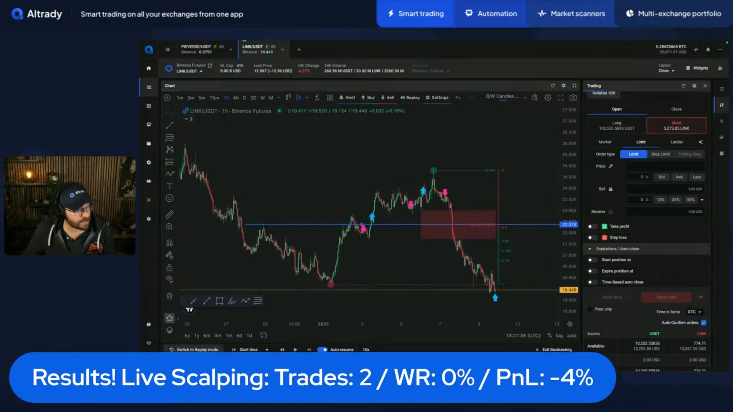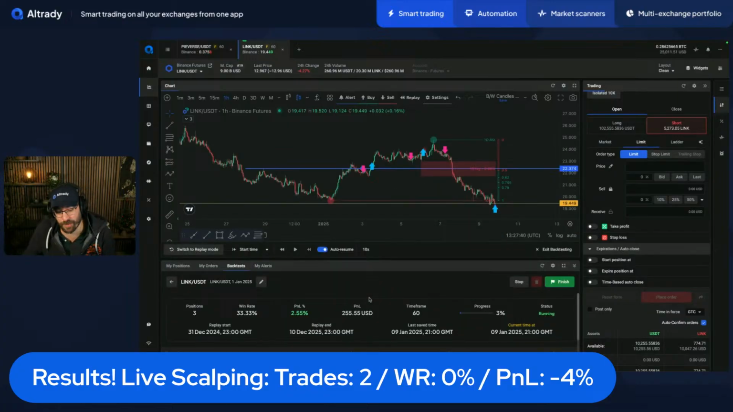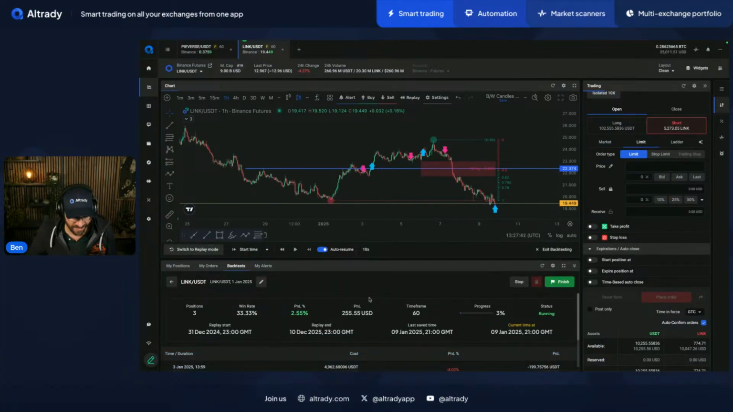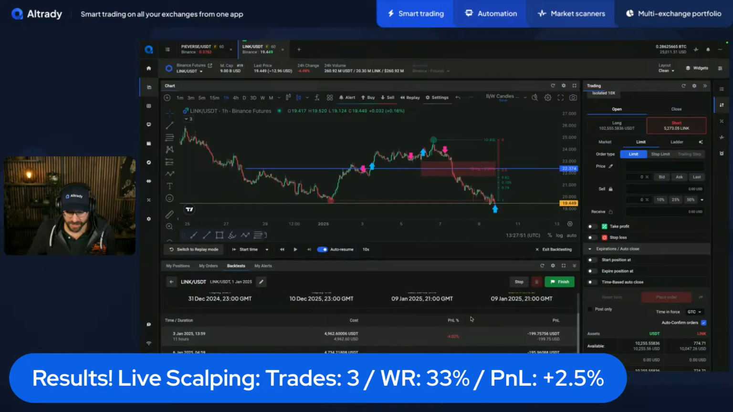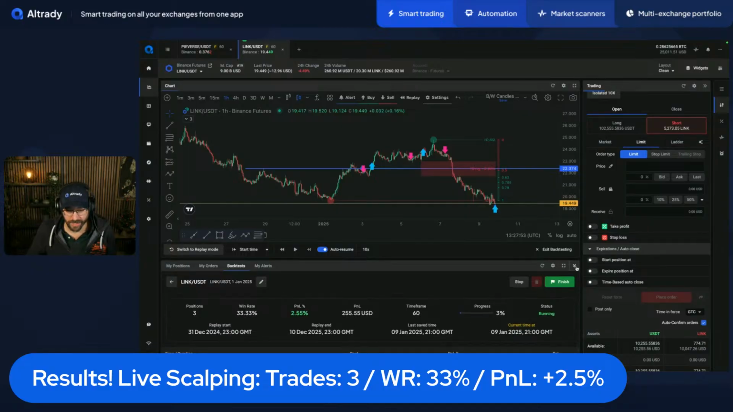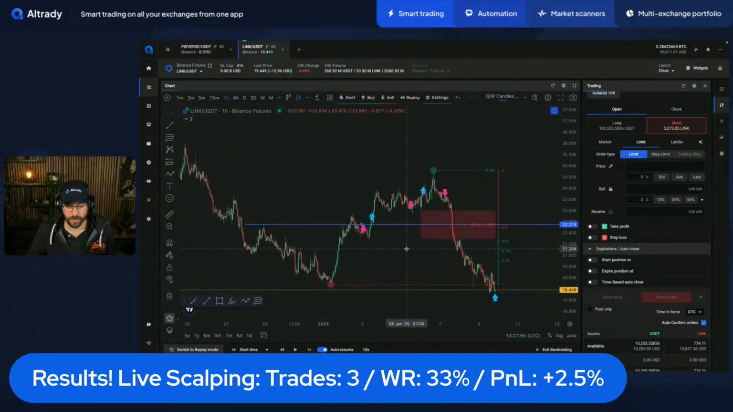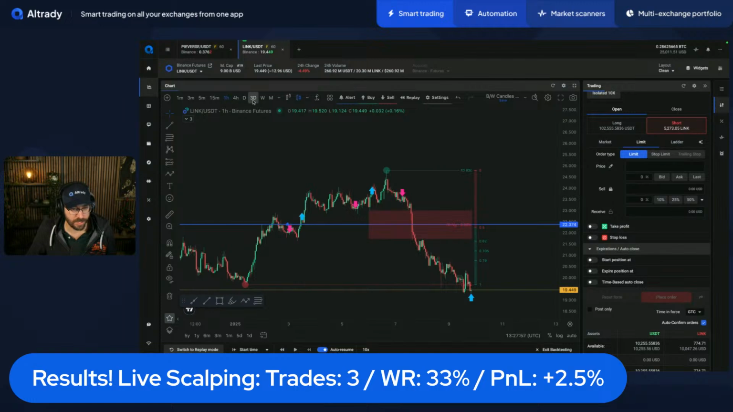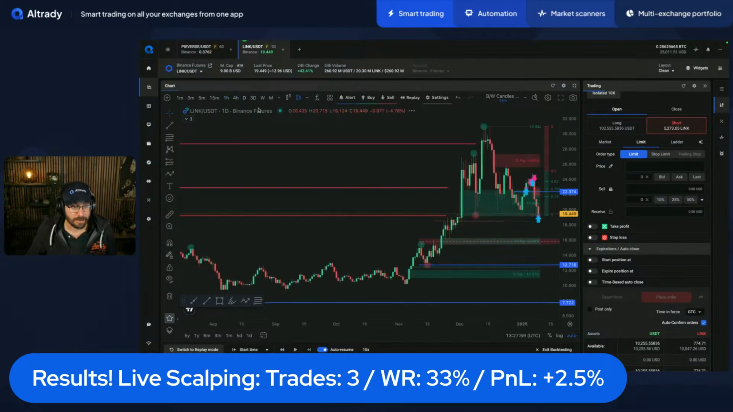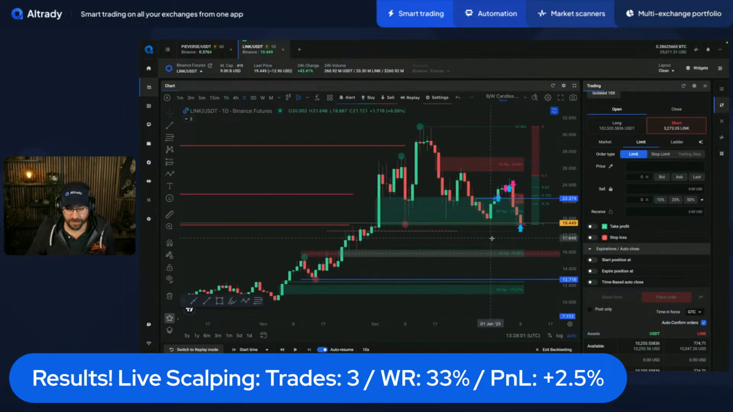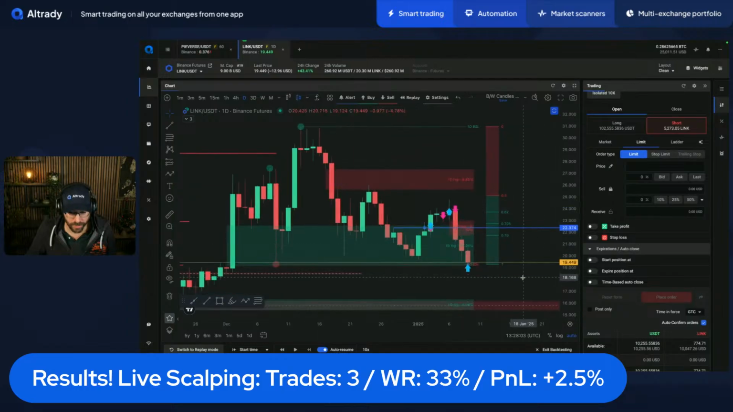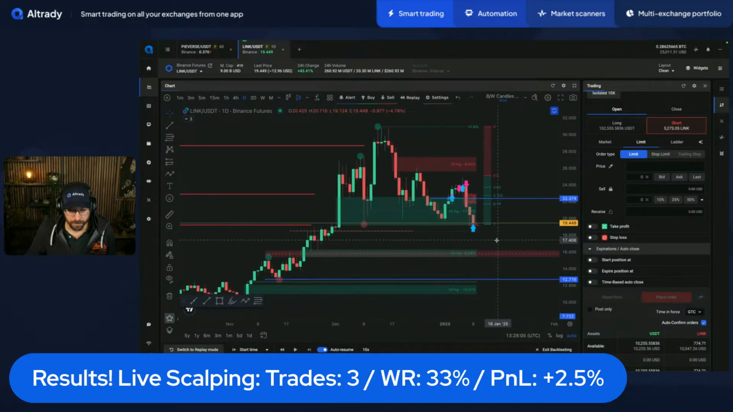Okay, so let's update the stats now. 2.5% profit. All right. We had 3 positions, only wrong ones, and yet still profit. How is that possible? You don't know what you're doing. This strategy doesn't work. And yet I'm still in profit because we use risk management. It's all about the risk management.